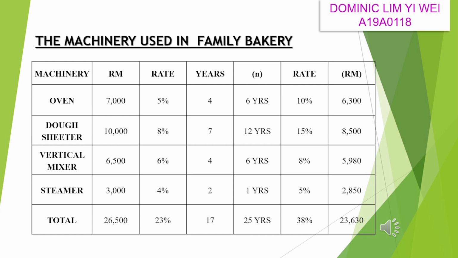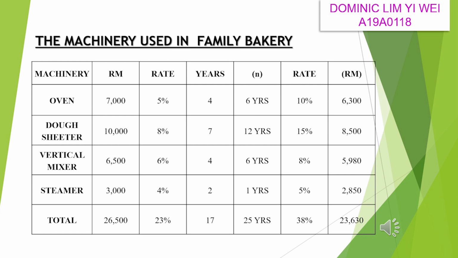Our first asset is the oven, cost 7,000 ringgit, depreciation rate 5% for 4 years, useful life 6 years for 10%, and depreciation today is 6,300 ringgit. Next, the dough sheeter costs 10,000 ringgit, depreciation rate 8% for 7 years, useful life 12 years for 50%, and depreciation today is 8,500 ringgit.